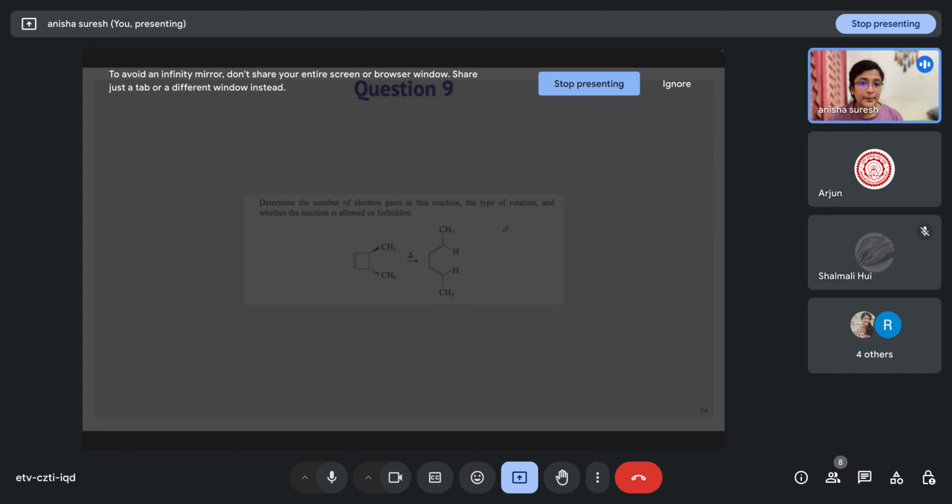Now coming to question number 9. Determine the number of electron pairs in this reaction, type of rotation, and whether the reaction is allowed or forbidden. 4 pi electrons, heating. Heating means conrotation. It will be trans to cis.